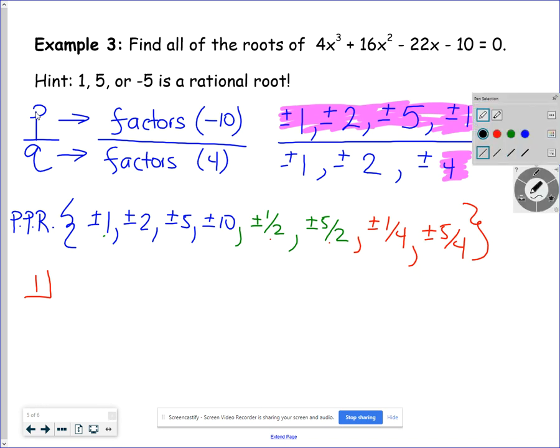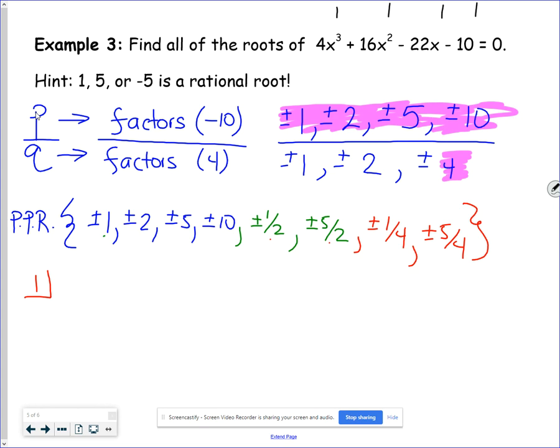So let's look at our original equation we're trying to solve. We've got the 3rd power, the 2nd power, the 1st power, the 0 power. So none of my variables are skipped over. My coefficients are 4, positive 16, negative 22, negative 10. So let's write that out: 4, 16, negative 22, and negative 10. And we're going to use synthetic division on this.